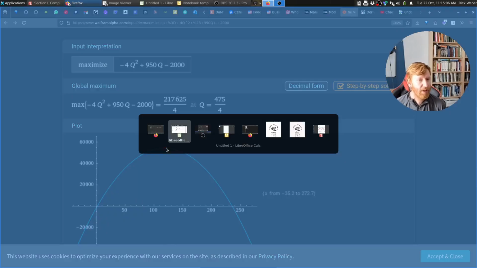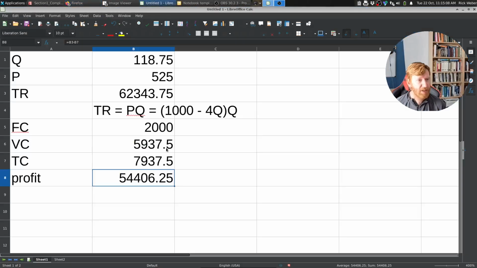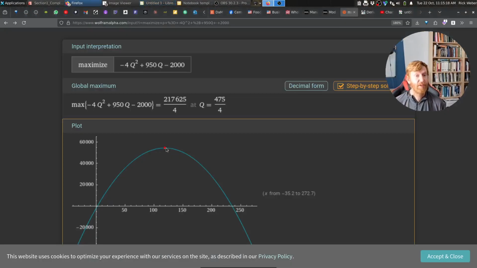Actually, we can calculate this. 217,625 divided by 4 equals 544. Same number. Nice. Cool. So we solved that a variety of ways.